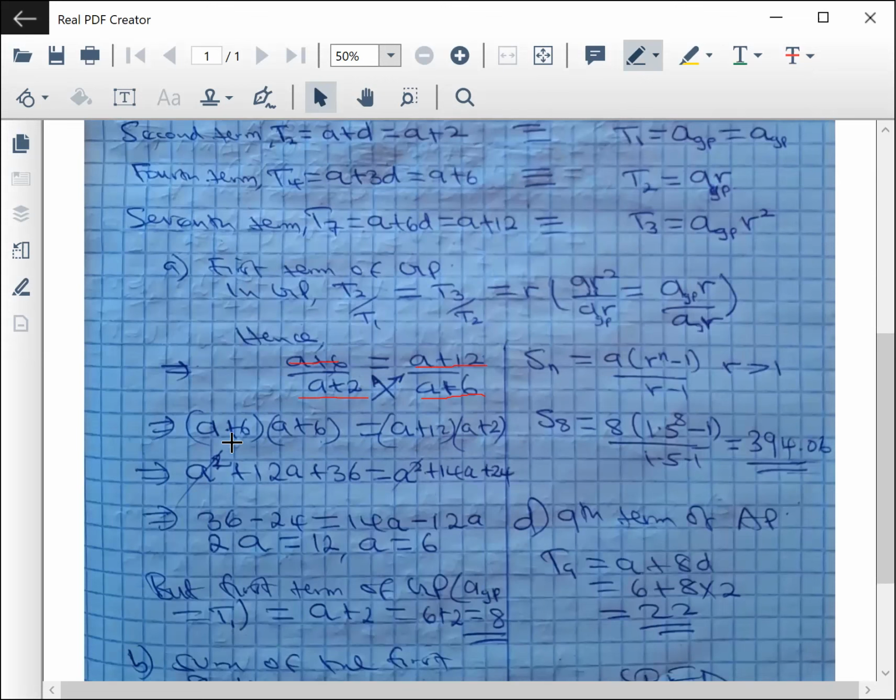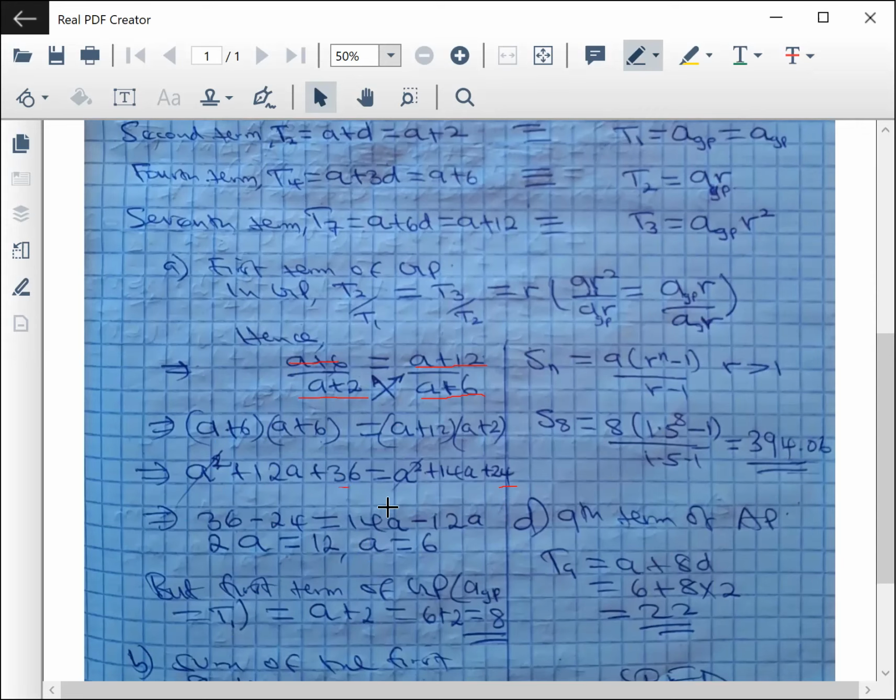So when you are here, remember a squared and a squared will cancel. Why? Because if this one comes here, it will be a negative, or if this one comes here, it will be a negative. Then, because we have 12a and 14a, 12a being the smaller value will go to the side of 14a. The same will apply to 36 and 24: 24 will cross to the other side of the equal sign. So when you solve, we get 2a is equivalent to 12 and a is 6.